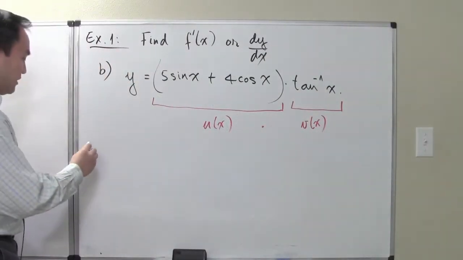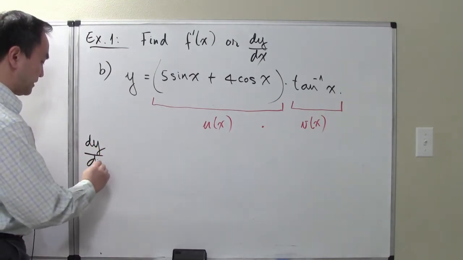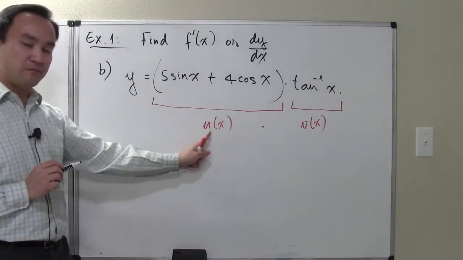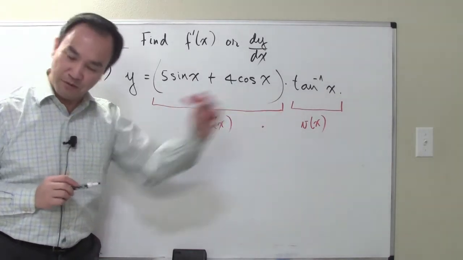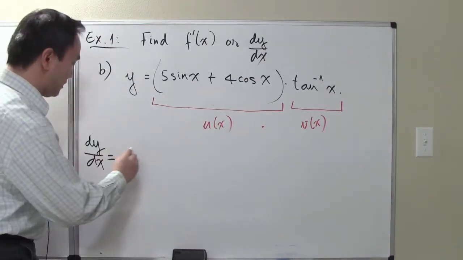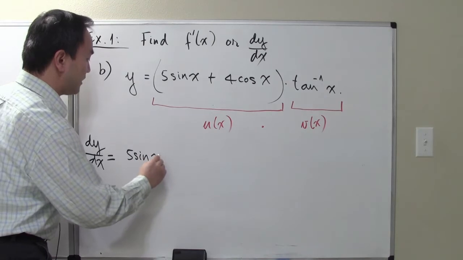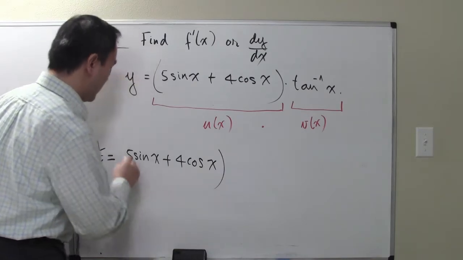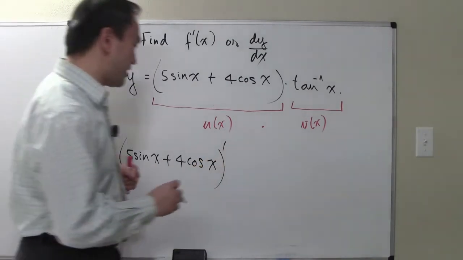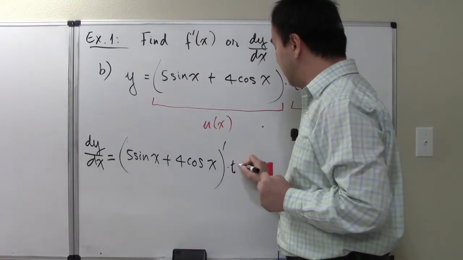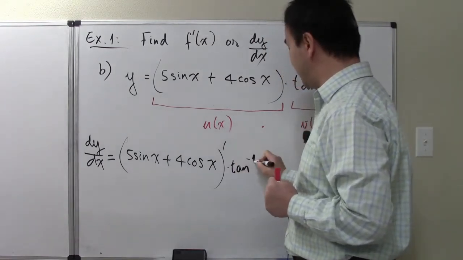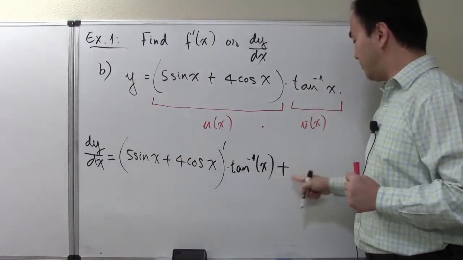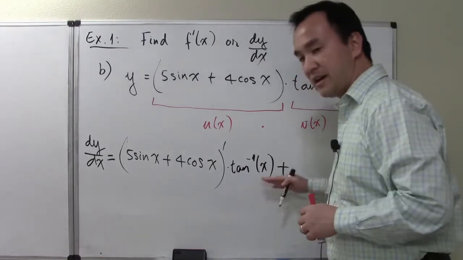Okay, so now dy dx, once again, the product rule says it needs to be u prime times v plus u times v prime. So it's always best to start out writing the exact function u, 5 sine of x plus 4 cosine of x, but we need to eventually take the prime. And then I am going to multiply with the other function, v of x, tangent inverse of x. So that's u prime times v plus, and I'm running a little short of space, so I'm going to write it in my next line down below.